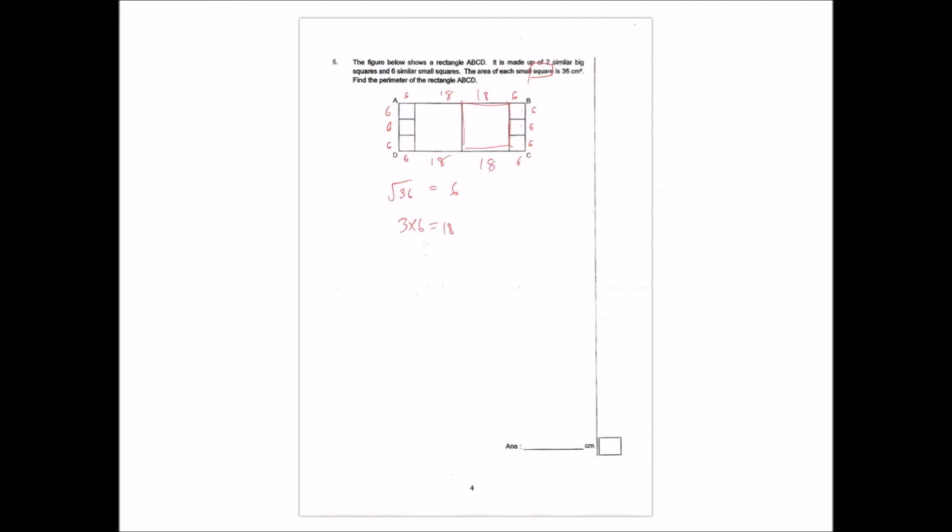Okay, so we want to find out the perimeter of the figure, and therefore we add up all of these things. We have 1, 2, 3, 4, 5, 6, 7, 8, 9, 10. We have 10 6's. So 10 times 6 is equals to 60. And then we have 1, 2, 3, 4, 4 18's, so this will give me 72 cm. Then we sum them together to get the answer. 60 plus 72 equals to 132 centimeters. So 132 centimeters is the answer.